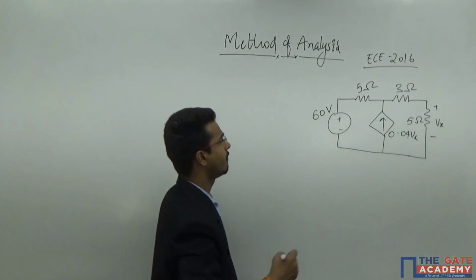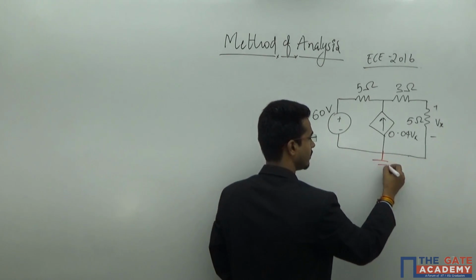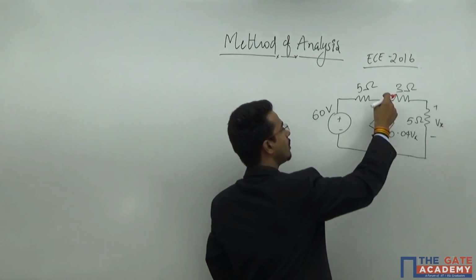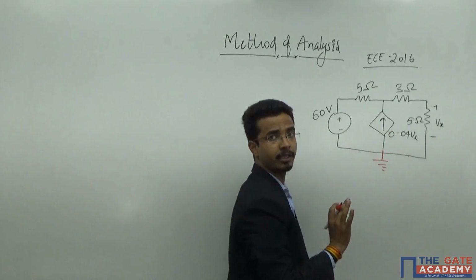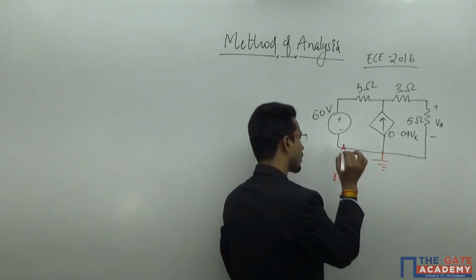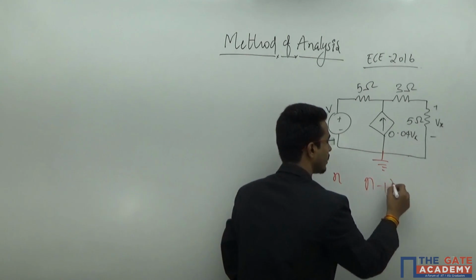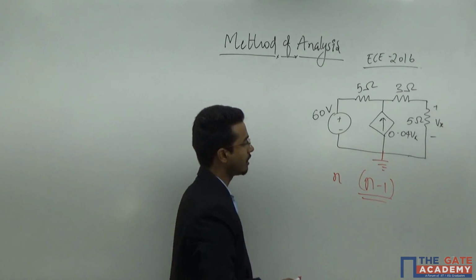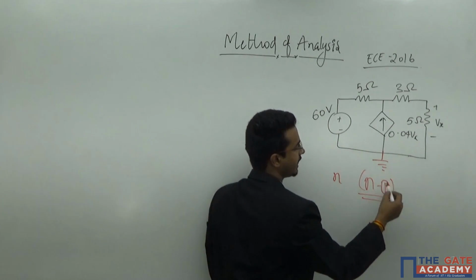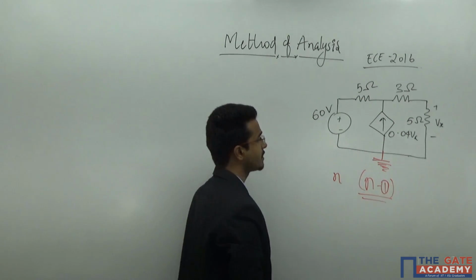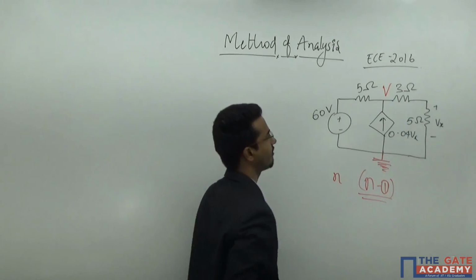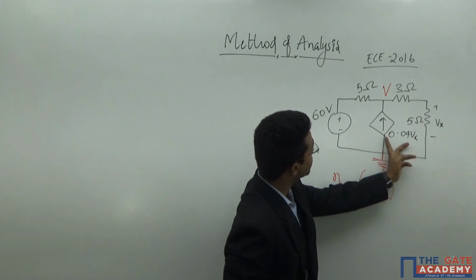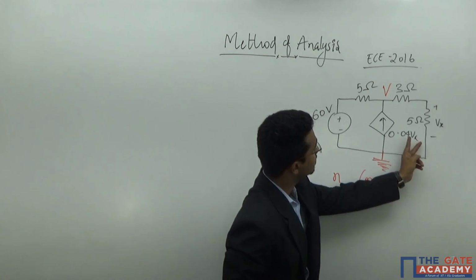Firstly we will define the ground here, and out of the 2 nodes we have only one node potential that is unknown. That means if you have a total of n nodes, n minus 1 equations are required to solve by nodal analysis, because you decide one potential as ground already. Here my potential will be V, as I have assumed. Now, I have the dependent source whose controlling variable is this.